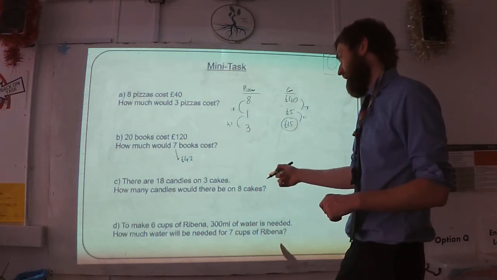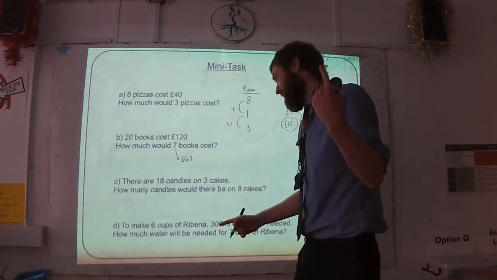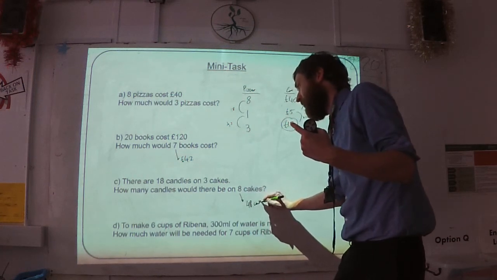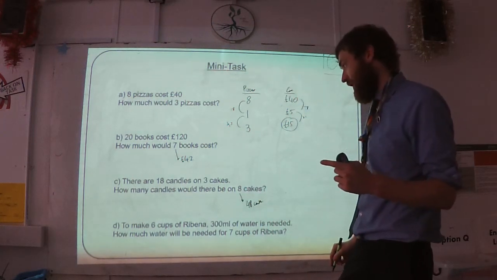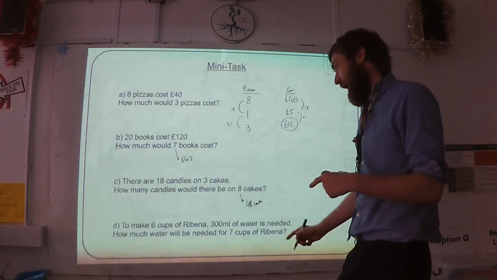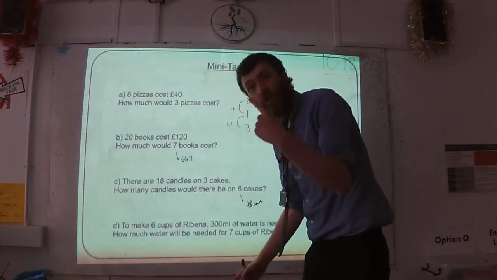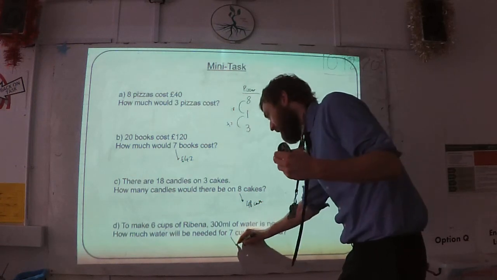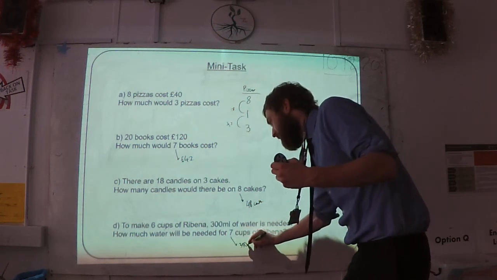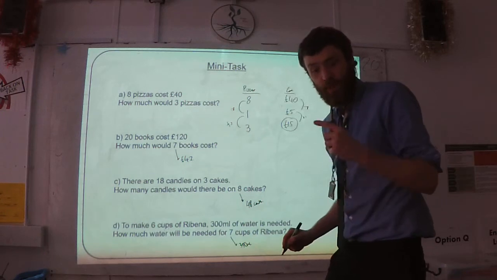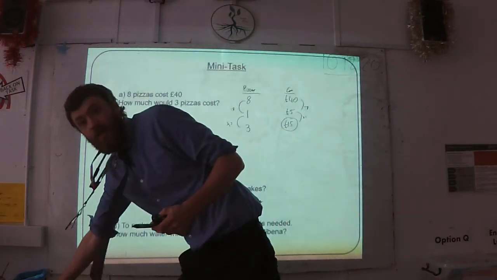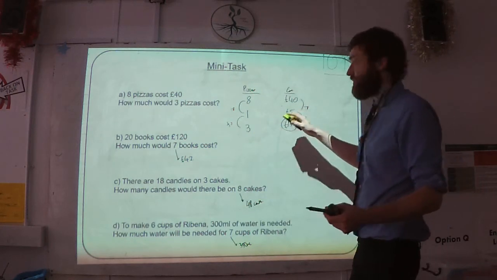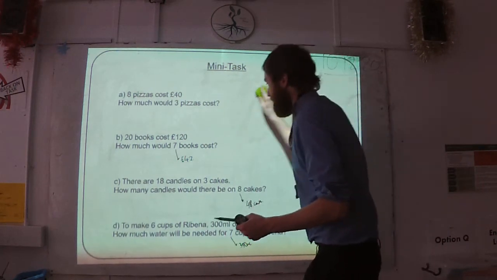18 candles on 3 cakes, how many on 8 cakes? So on 1 cake there'd be 6, so therefore there'd be 48 candles. And then in 6 cups of Ribena, 300 mils is needed. How much for 7 cups? So I find out what 1 cup is. So 300 divided by 6 is 50. So there'll be 350 mils of Ribena. Okay? So therefore these here are the answers for that using the same method. Okay?